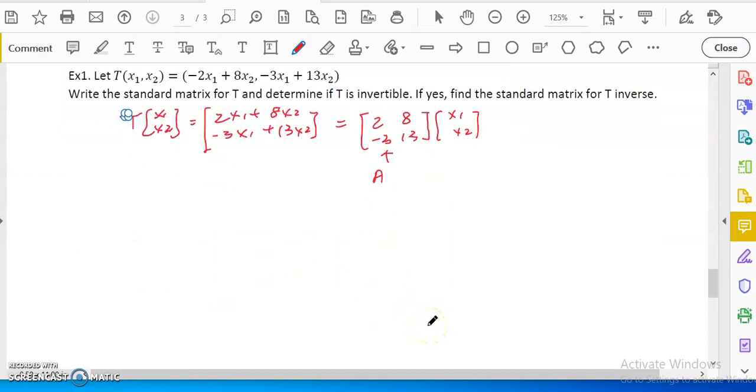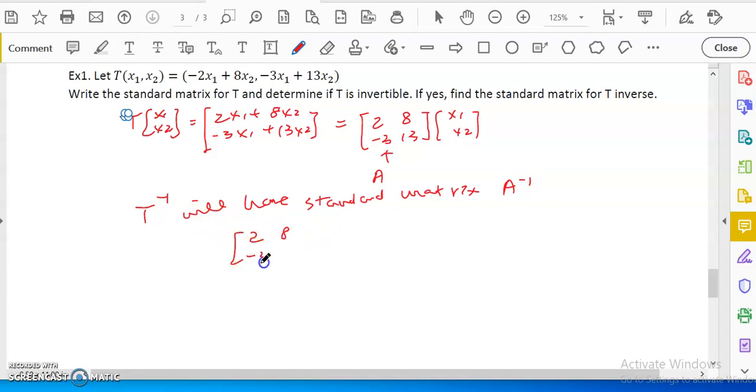So the T inverse will have the standard matrix A inverse. So find the standard matrix. That would be the inverse of the matrix 2, 8, negative 3, 13.